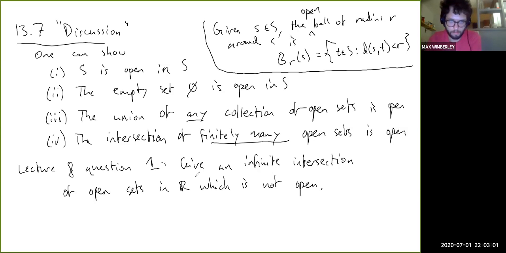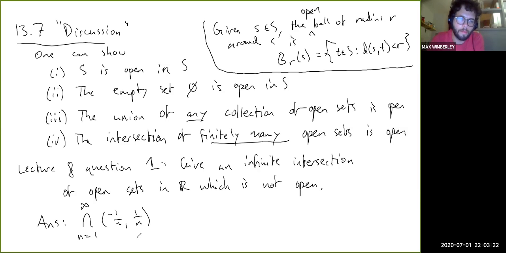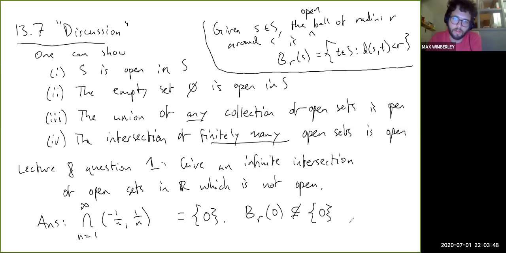Okay, hopefully you were able to come up with some example here. I'll show you probably the simplest one I can think of. It would be the intersection from n equals 1 to infinity of the intervals negative 1 over n to 1 over n. The whole intersection of all of these open intervals is just the set containing the point 0, right? And of course, this isn't open because if you take a ball of any radius around 0, you're going to end up with some points that are not in the set. So B_r(0) is not a subset of the set {0} for any r greater than 0.